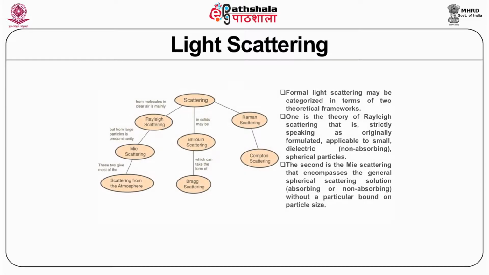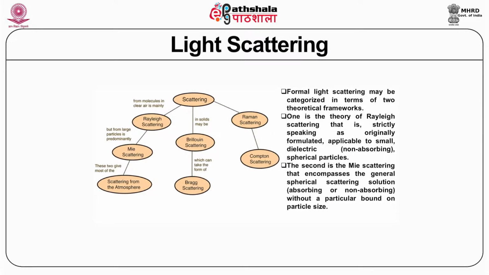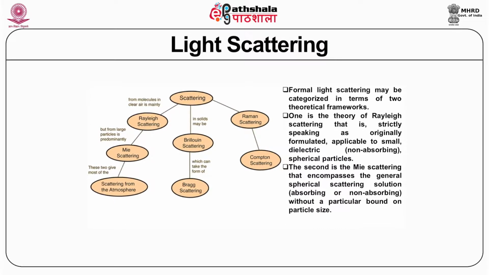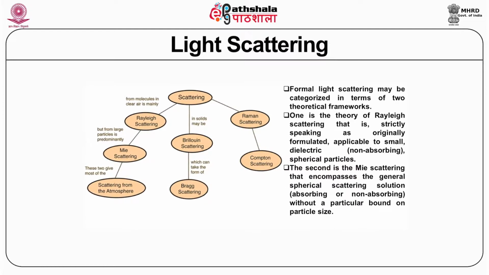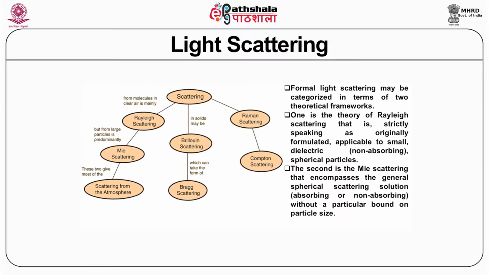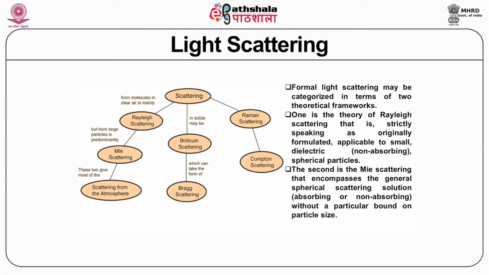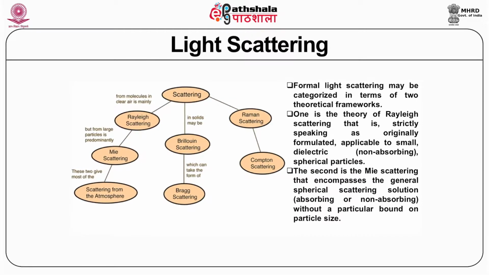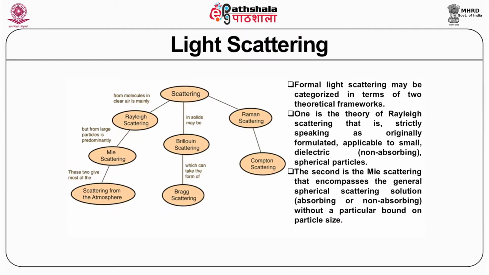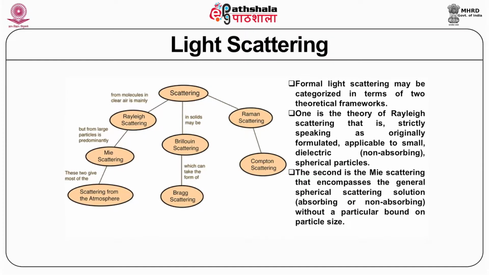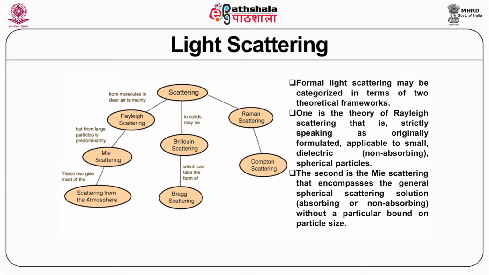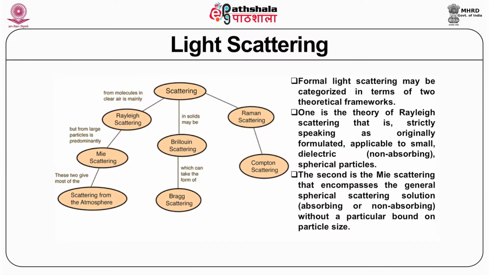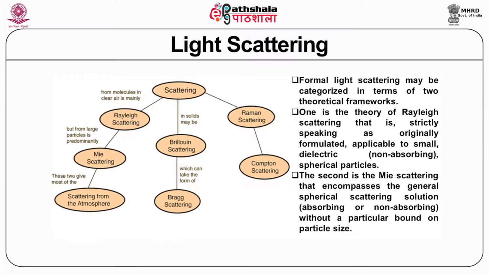Here we discuss how the light is scattered and what the different types of light scattering are. Scattering is broadly divided into three categories. One is Rayleigh scattering, from molecules, mainly in clear air, and Rayleigh scattering is further divided into Mie scattering, predominantly from large particles, and scattering from the atmosphere. These give most of the scattering process. The other scattering occurs in solids, and that is Brillouin scattering, which can be taken from Bragg's scattering. And the third one is Raman scattering, which is further discussed in the form of Compton scattering.